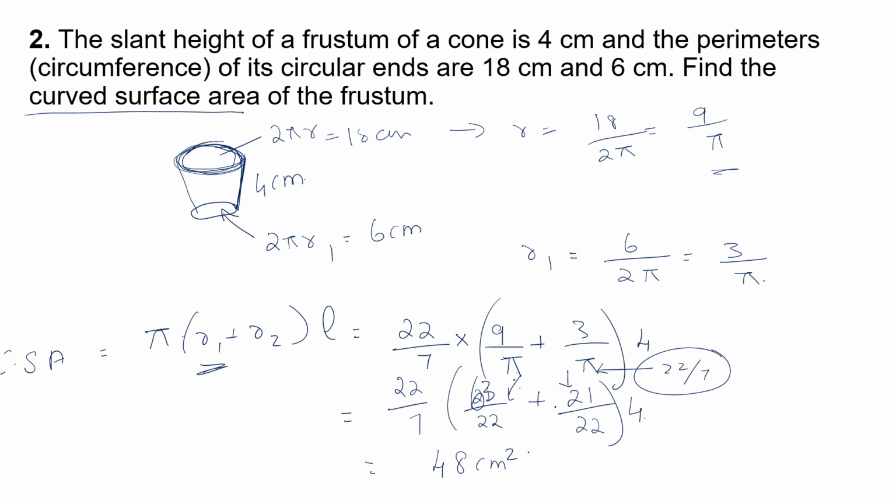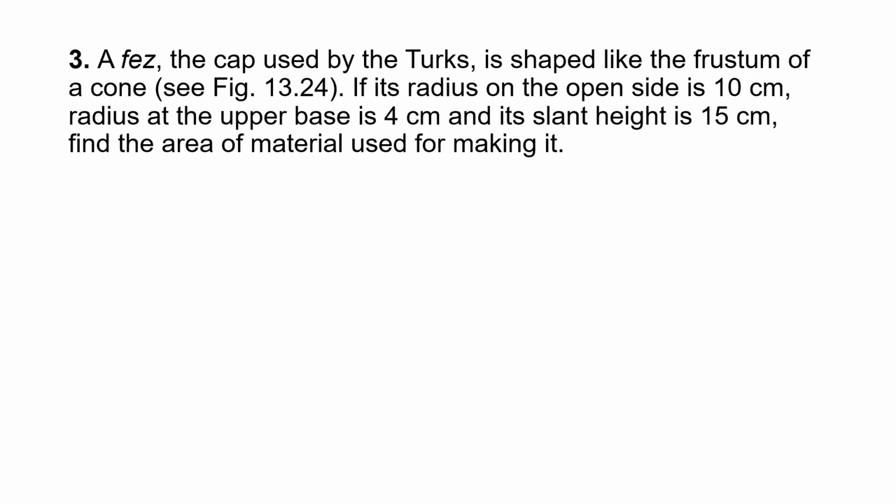Please do the calculation by yourself. This is a common one. Then 22 by 7 into this 22 will be here, 484 into 4, like this you will get, and you cancel whatever you want. Then you will arrive at 48 centimeter square. Why centimeter square? We are finding out the CSA. It's not volume. Yes, next question.